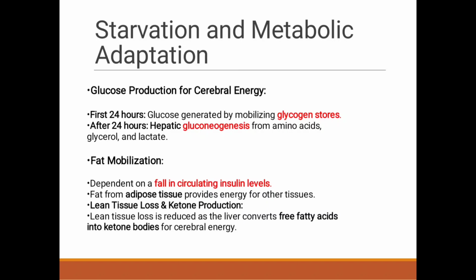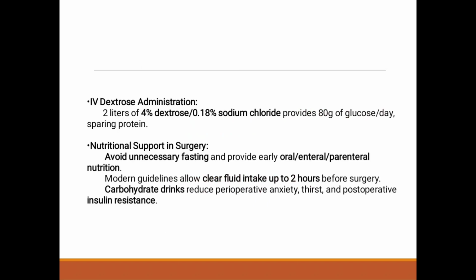Lean tissue loss is reduced as the liver converts free fatty acids to ketone bodies for cerebral energy. So, all in all, this explains what we have learned in this slide. To maintain the glucose levels of the body, we have to inject dextrose. This line shows 2 liters of 4% dextrose provides around 80 grams of glucose per day.